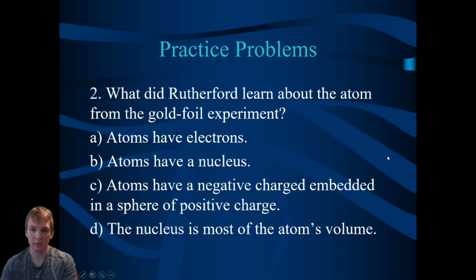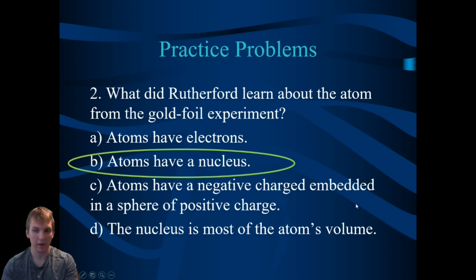Number 2 says, what did Rutherford learn about the atom from the gold foil experiment? A. Atoms have electrons. B. Atoms have a nucleus. C. Atoms have a negative charge embedded in the sphere of positive charge. Or D. The nucleus is most of the atom's volume. What he actually learned is that atoms have a nucleus. We talked about how that alpha particle beam was being deflected by a very dense region in the center, and so he named that the nucleus, the center of the atom.